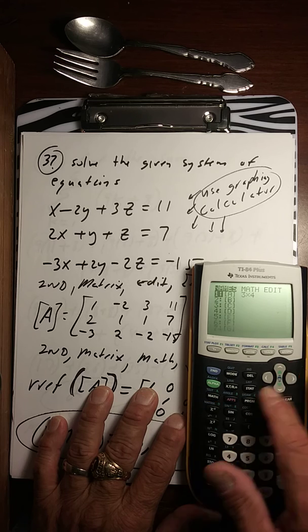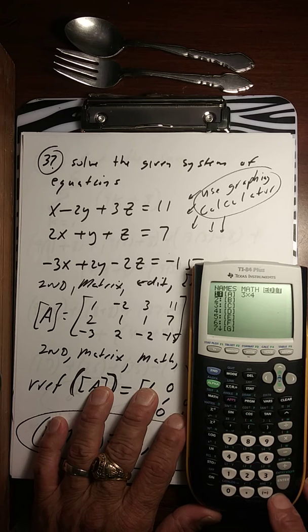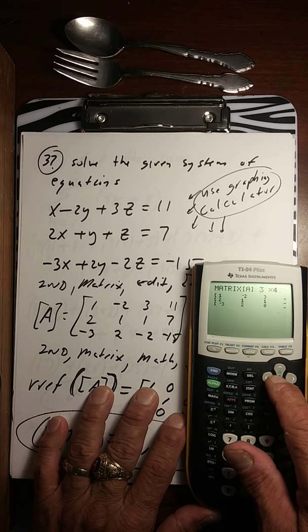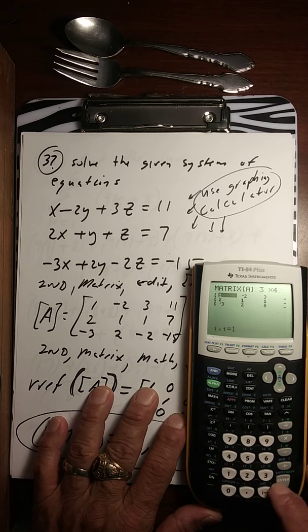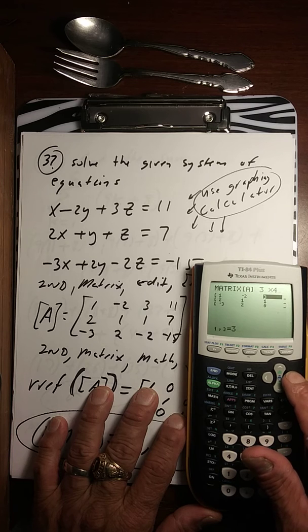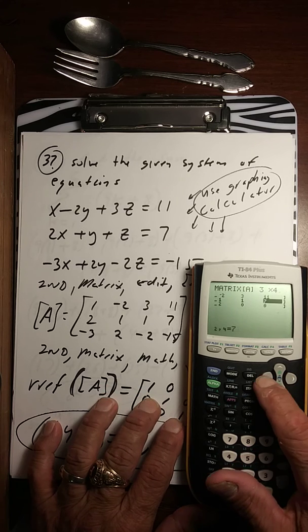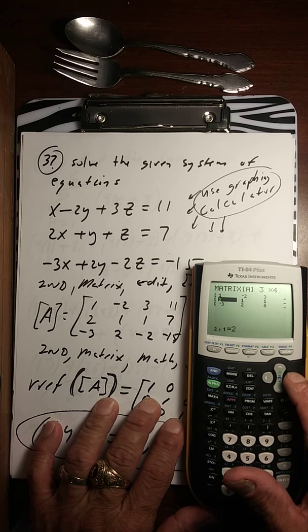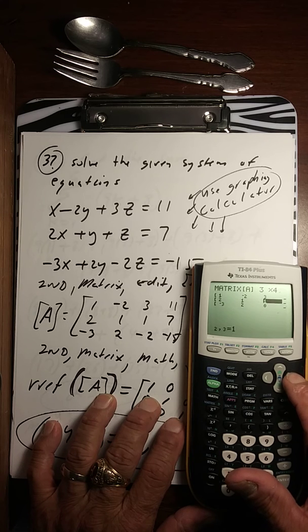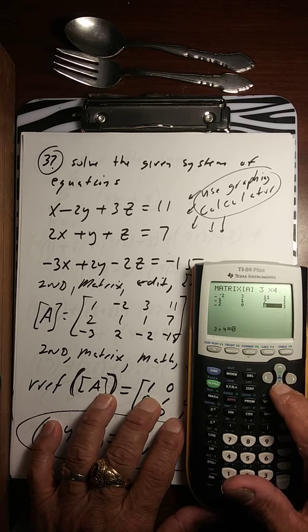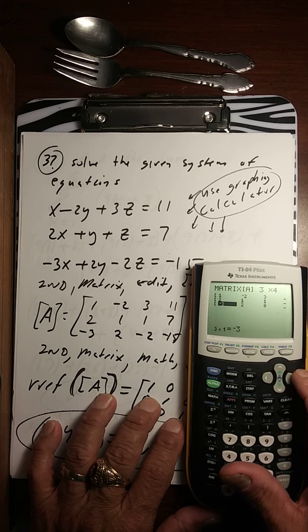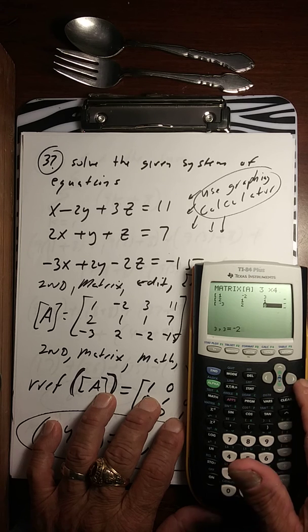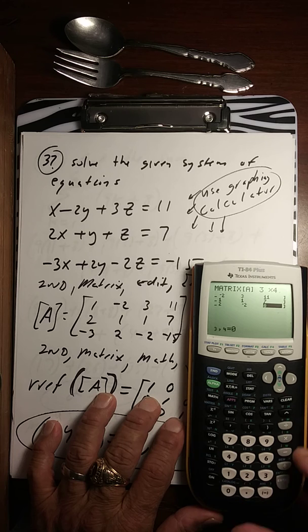Second matrix, edit. A. Let's see what's in there. We have 1, -2, 3, 11. That sounds okay. Over here we have a 2, a 1, a 1, a 7. That's okay. And over here we have a -3. We have a 2. We have a -2. And we have a -15.